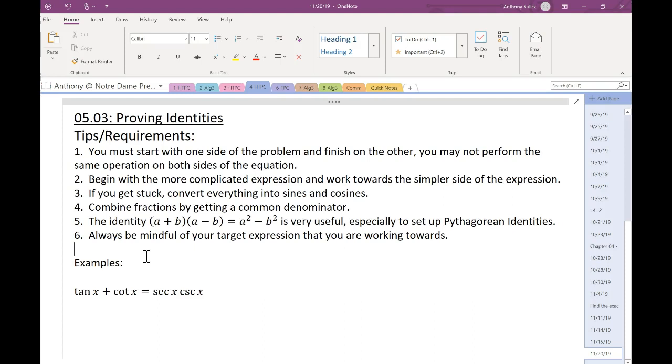So I'm going to start with just some tips or requirements. Number one is you must start with one side of the problem and finish on the other. You may not perform the same operation on both sides of the equation. So basically what this means is we're going to pick one side, do some stuff to it, and try to end on the other side.